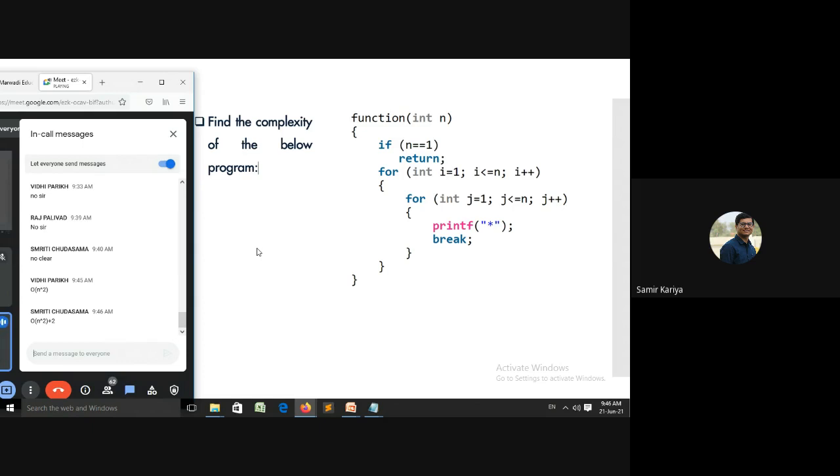You can write n square plus 2, but I'm simply considering n square only. I want the answer in terms of n only. I don't want an exact answer like n square plus 5. I want n square, that's fine. But n square is a wrong answer. Just observe the code. Here one statement is important. Just execute the code and give me the answer. Trace the code line by line. Don't be in a hurry, just take your time.